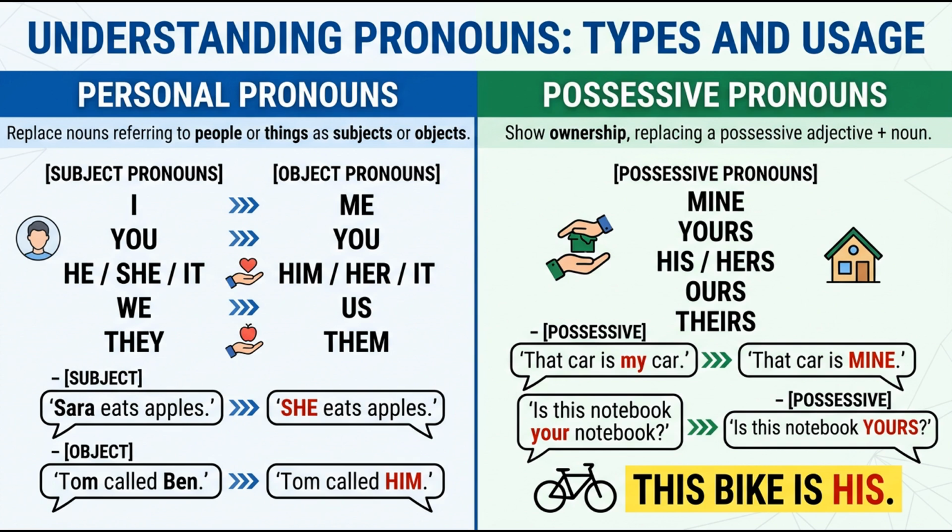Now, let's talk about possessive pronouns, which are used to show ownership. Unlike possessive adjectives, these pronouns stand alone in a sentence without needing a noun after them. For example, saying, "This bike is his," clearly identifies the owner. It is a simple way to indicate that something belongs to someone.